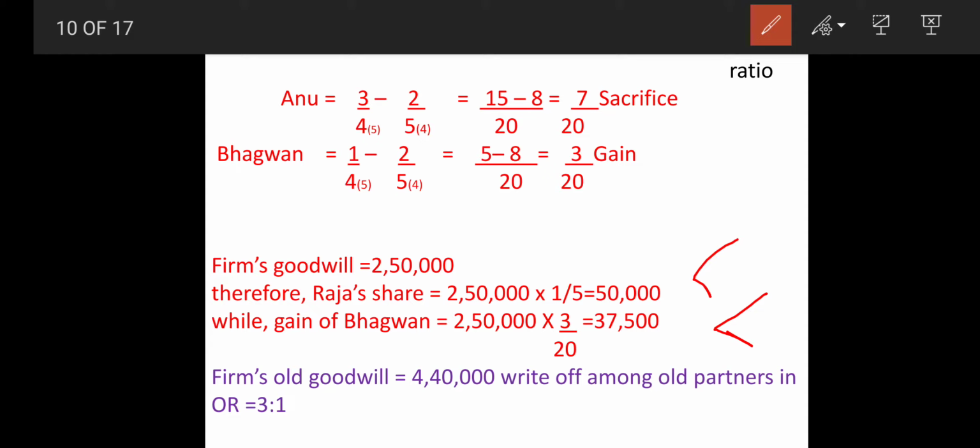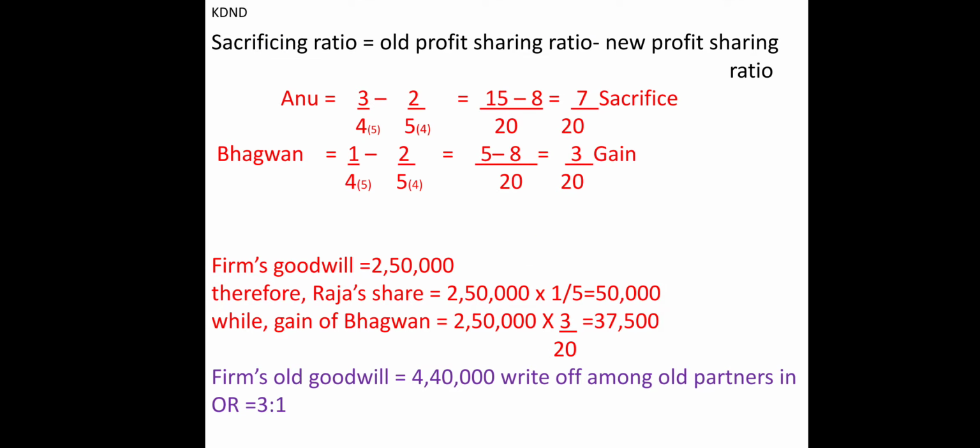That gives you 2,50,000 multiplied by 1 by 5, and 2,50,000 multiplied by the gain part. Only the gain part is to be considered. So the gain part we have considered here, and finally we got the thing done.